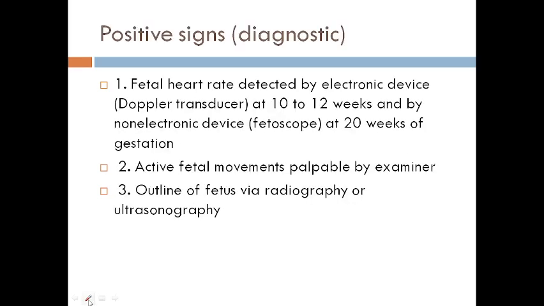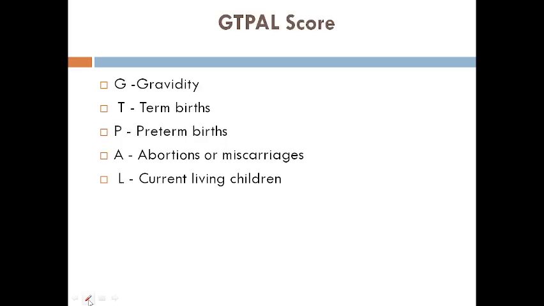Then positive signs, which means diagnostic signs. What are the diagnostic tests to detect a positive pregnancy? First, fetal heart rate is detected electronically by Doppler at 10 to 12 weeks, and by using a fetoscope at 20 weeks of pregnancy. Then active fetal movements palpable by the examiner. Then outline of the fetus via radiography and ultrasonography. So these are the three pregnancy signs: presumptive signs, probable signs and positive signs.